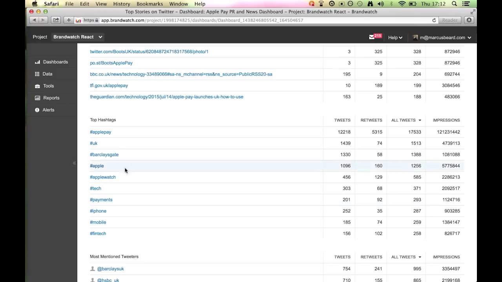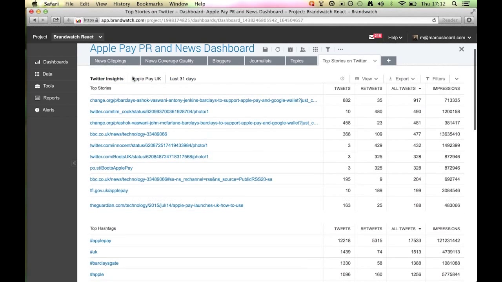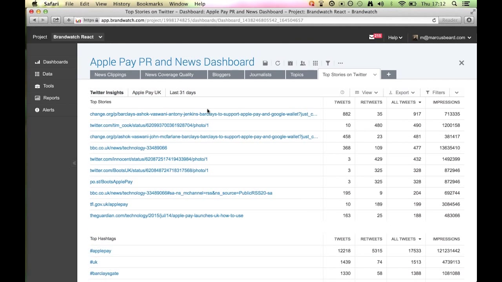Some of the top stories in this were really quite interesting, and it's a really good example of why looking at Twitter and what's trending there is another angle on a PR launch. This story here was about Barclays originally not supporting Apple Pay, which they then went on to change their stance on. And those sorts of stories, you can see, have a huge amount of interest on Twitter and lots of people talking about them. So that's the PR and news dashboard. I'll go back to you, Joel.